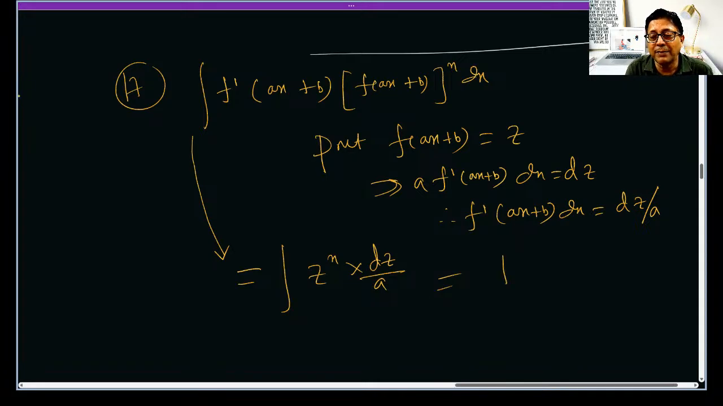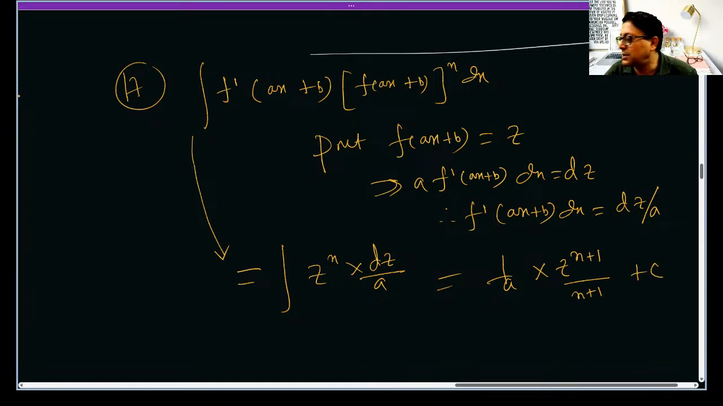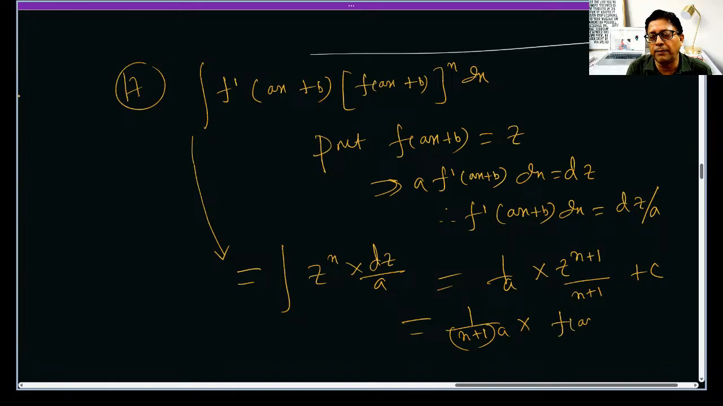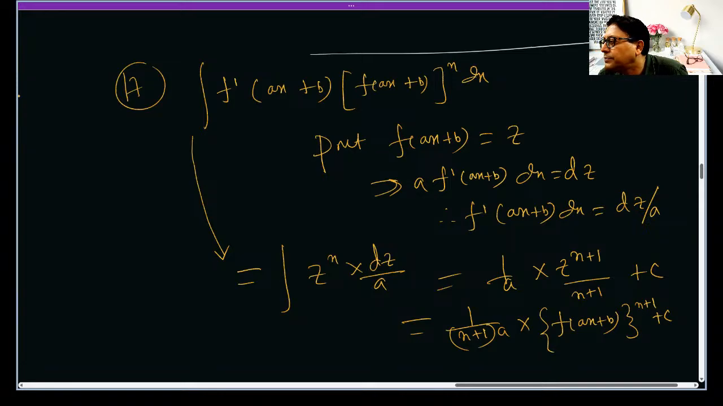So there will be 1 by a z to the power n plus 1 by n plus 1 plus c. So 1 by n plus 1 into a, the value of z is f of ax plus b to the power n plus 1 plus c. Clear? Understood?